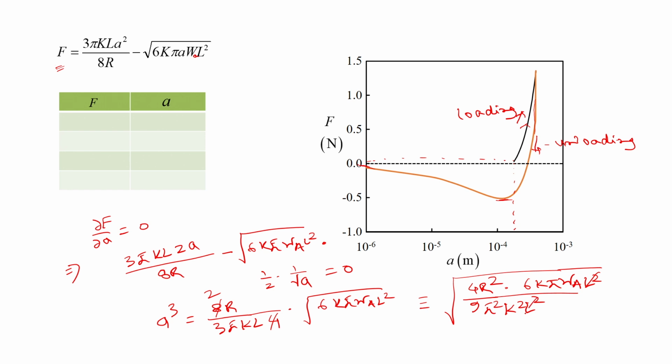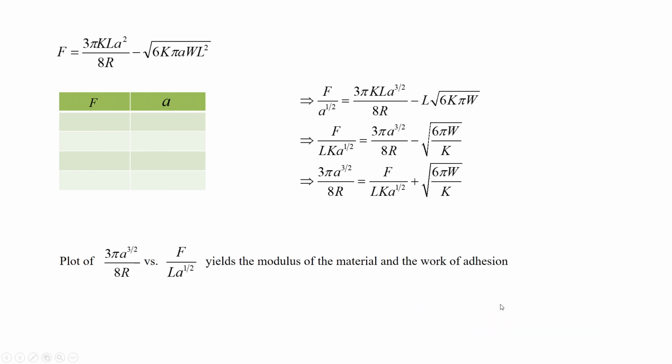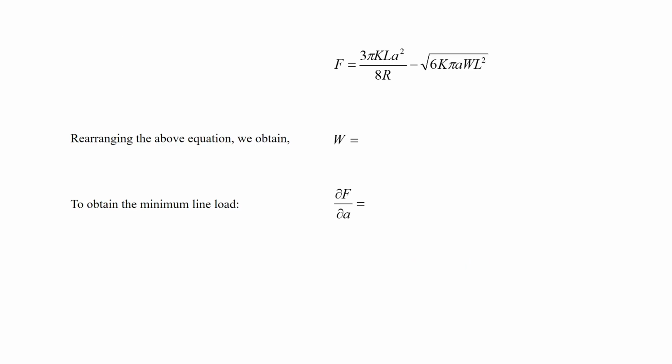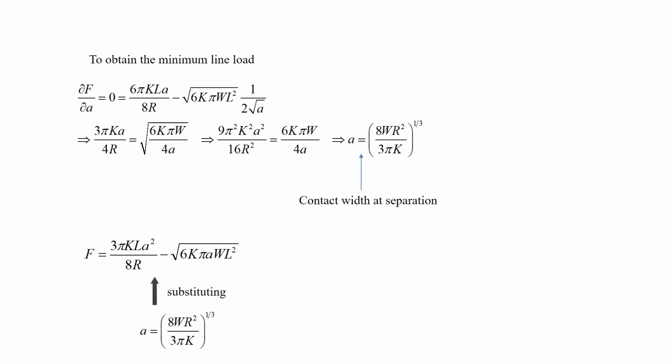So, this L square is cancelled, this K and the K get cancelled, this pi and this pi are gone here, and this is 3. So it is 2, it is 3 here. So it is square root of 8 by 3. Doing all that, we can get a minimum value here. So here we get a value for A as this.